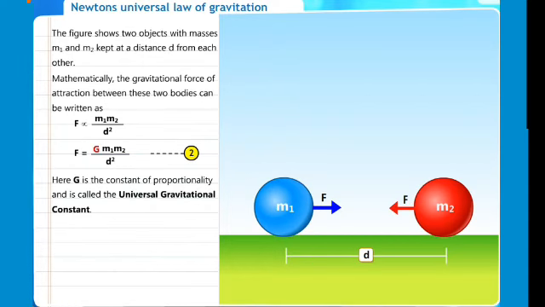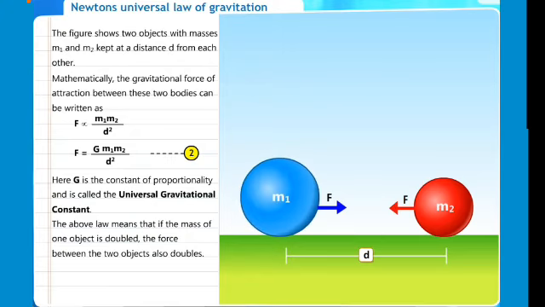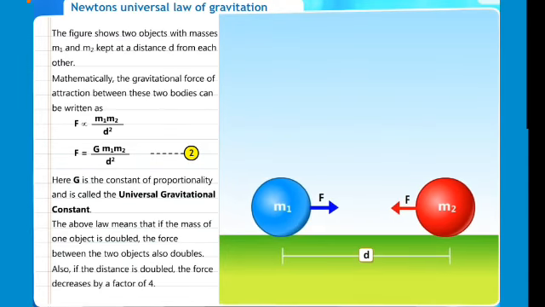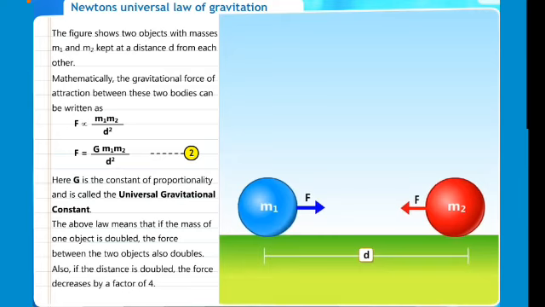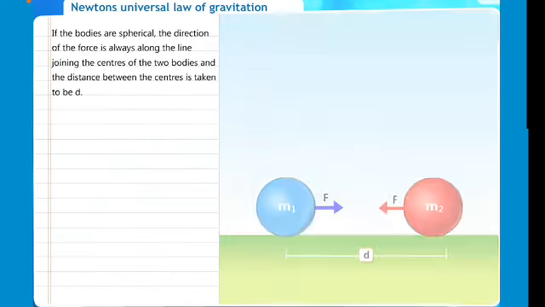So what is G? Universal gravitational constant. So here the objects are m1 and m2. Now, the above law means that if the masses of the objects are doubled, the force between the two objects is also doubled. Also, if the distance is doubled, the force decreases by a factor of 4.